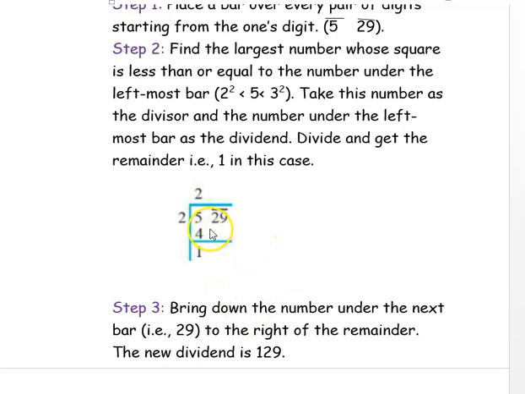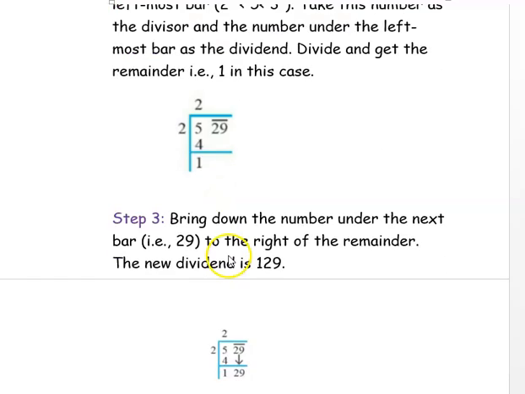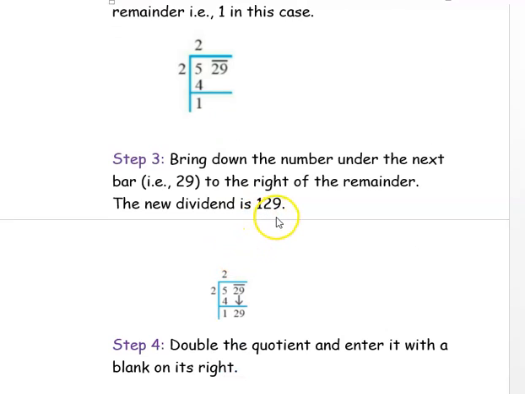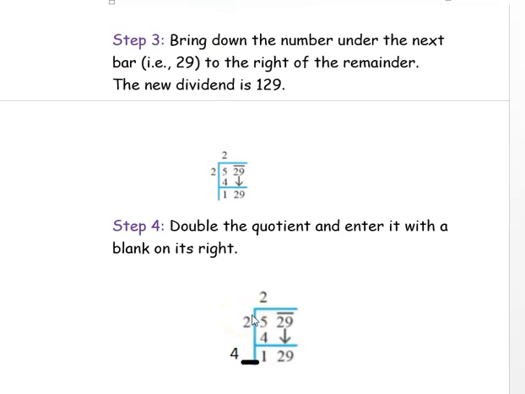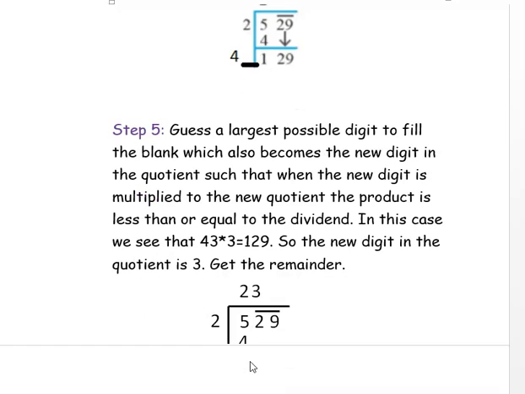Next step, bring down the next bar, that is 29, to the right of the remainder. Here the remainder is 1, so I am bringing down the 29 here. So the new dividend will become 129. Now, you have to double the quotient. Here the quotient is 2, so 2 into 2 becomes 4, and I have written this with a dash here.